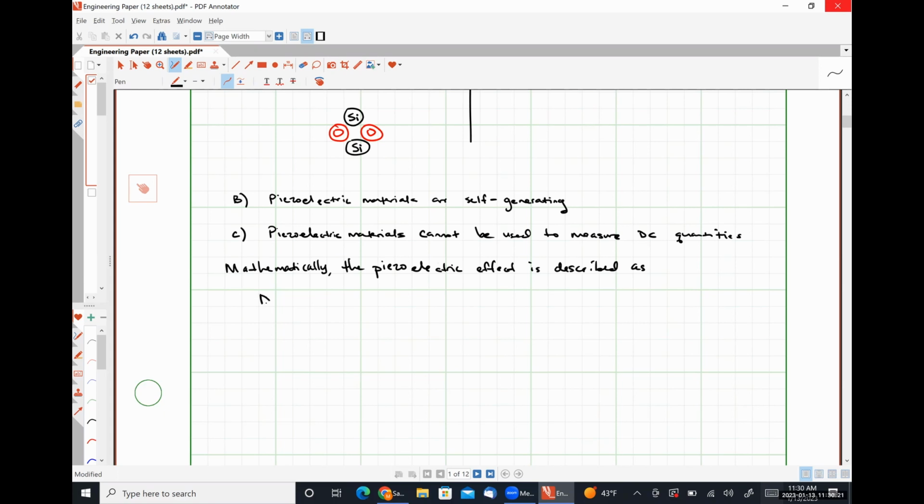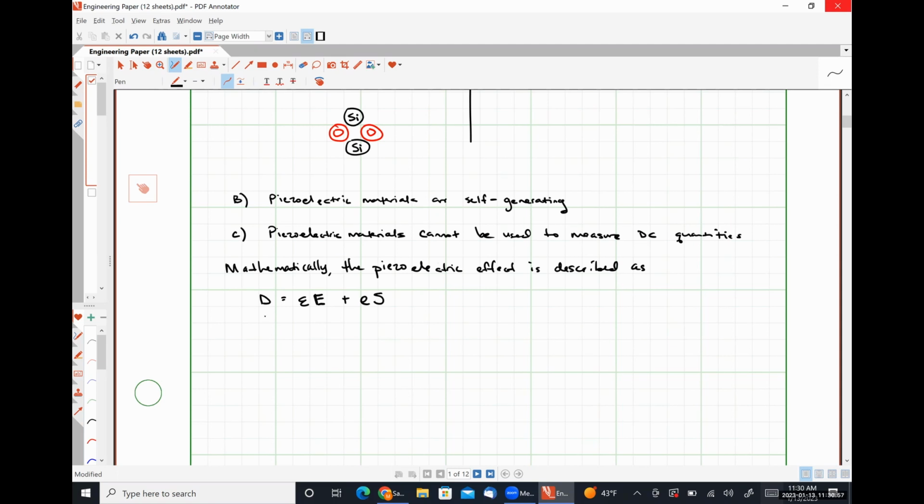So our first relationship here, we're going to have D. So this is the electric displacement vector or the electric flux density. Okay, so it's related to electric field, will be equal to epsilon times E. So that's the standard relationship that you would expect to see in a non-piezoelectric material. It's one of Maxwell's equations. D is equal to epsilon E. But in a piezoelectric material, we also have lowercase e multiplied by S.